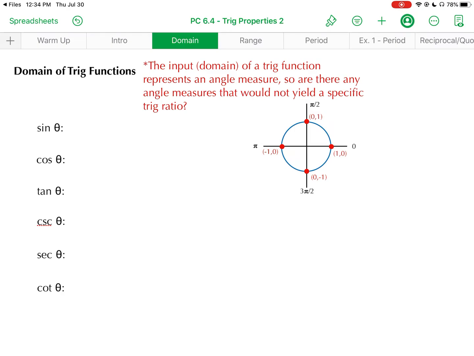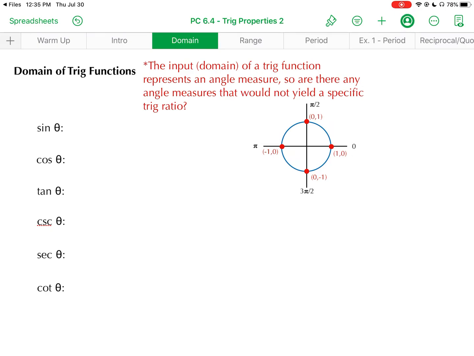Okay, so for your trig functions, you have to understand that the input or the domain of your trig function represents an angle measure. And then the output represents the value of the ratio that defines the trig function. So when you're determining the domain for each of these, you have to ask yourself, are there any angle measures that wouldn't yield a specific value for the trig ratio that defines it? And if that's the case, they're going to happen at some of the quadrantal angles.